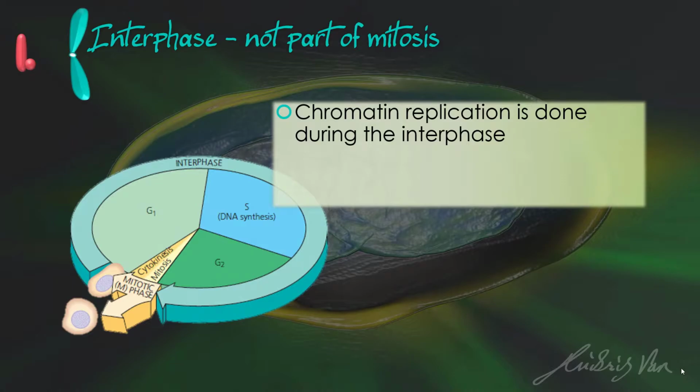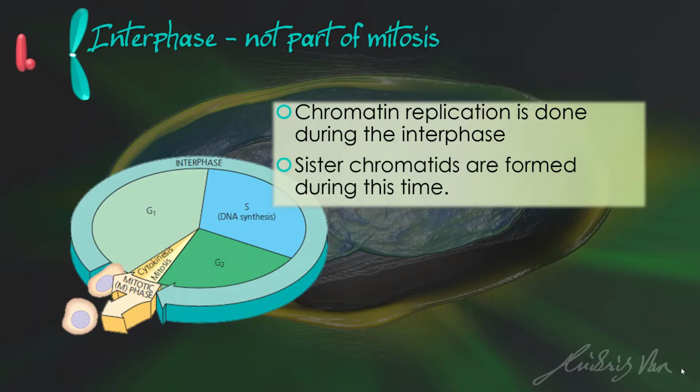Replicate means making a copy. So your 46 chromatin, they will replicate. That means make an identical copy of itself. When this happens, we will get our sister chromatids. So 46 chromatin will replicate, then we will get 46 pairs of sister chromatids. But just bear in mind, each pair of sister chromatids is considered one chromosome.